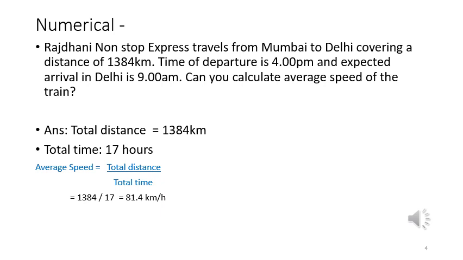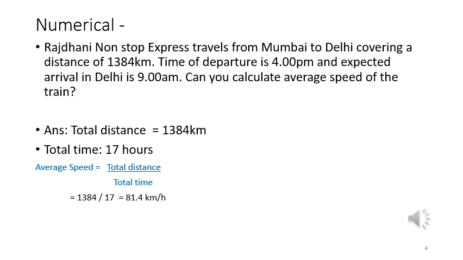Now, every time you solve a numerical, the very first thing that you do is write down whatever is given, what you need to find out, then put in the formula and then plug in the values. So whatever is given right now is total distance. We know the distance is 1384 kilometers. Time is 17 hours. If you calculate 4 p.m. to 9 a.m., that would be 17 hours.